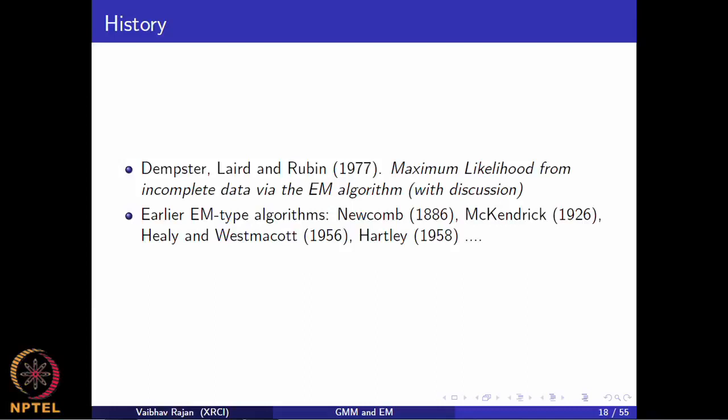EM as it is most commonly used now was proposed by Dempster, Laird and Rubin in their seminal paper, Maximum Likelihood from Incomplete Data via the EM Algorithm. This was in 1977, and even before that a lot of statisticians had developed EM-like algorithms, but usually when we cite EM we cite the 1977 paper.